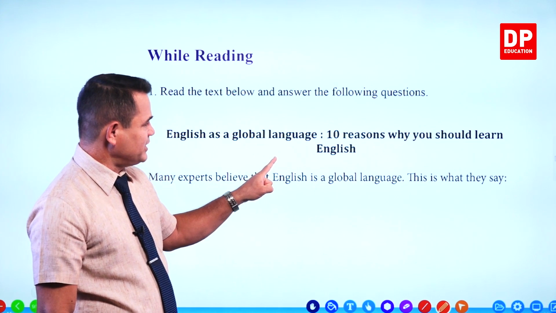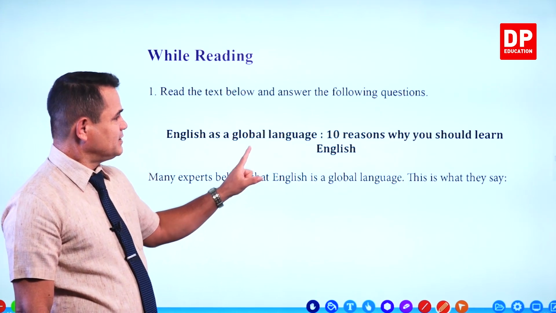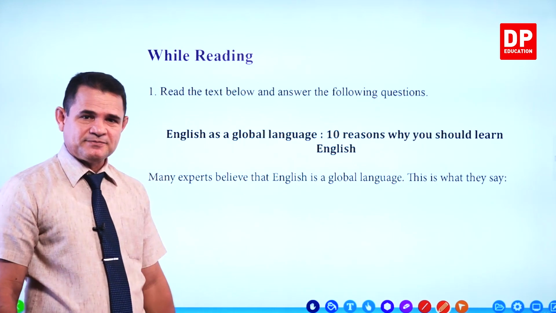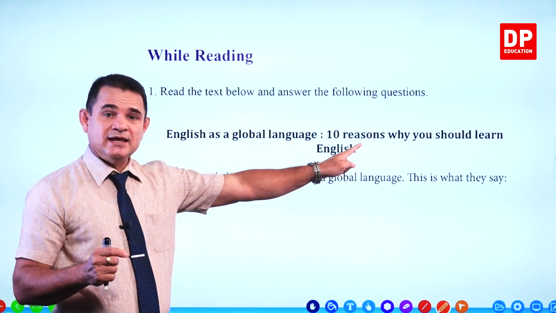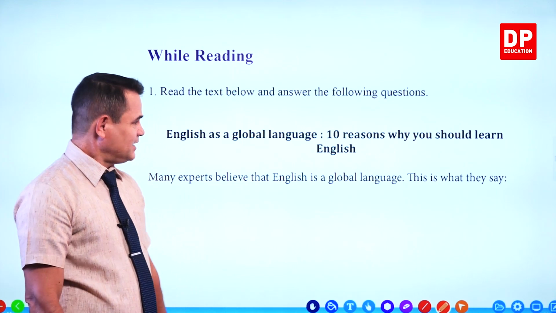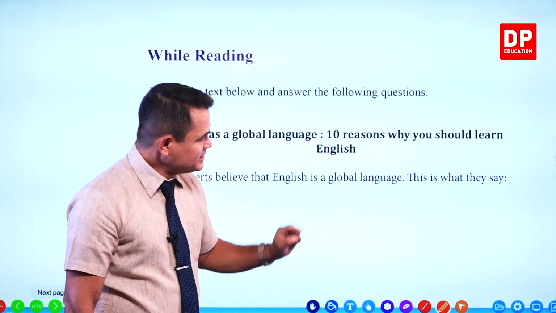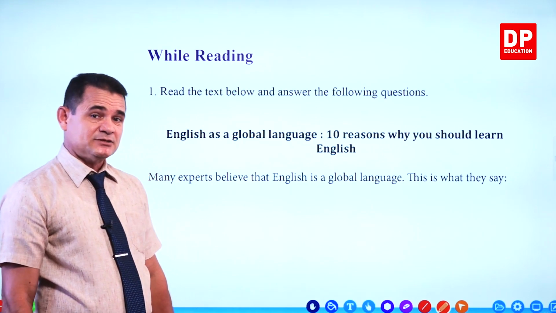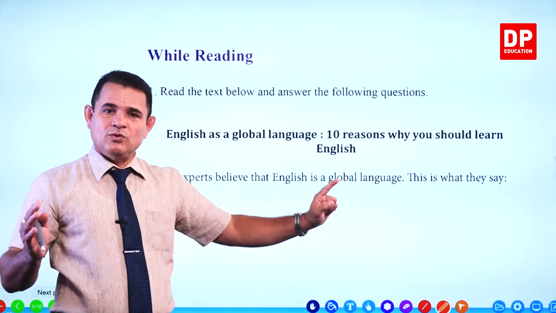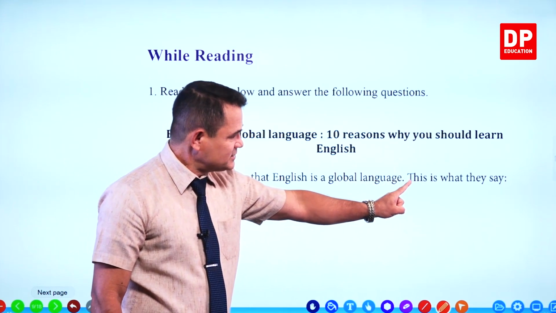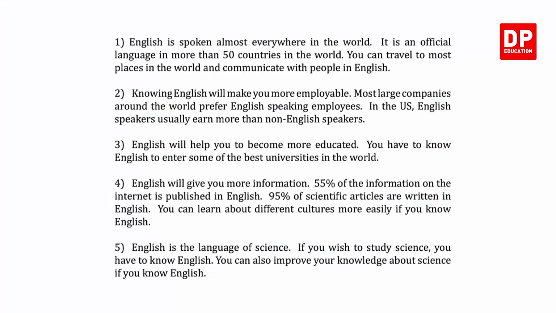English as a global language. I talked මම කලින් කිව්වා global language, ගෝලීය භාෂාවක් English. 10 reasons why you should learn English. ඉංග්‍රීසි භාෂාව ඉගෙන ගත යුත්තේ ඇයි? 10 reasons, හේතු 10ක් තියෙනවා ඔන්න පල්ලෙහායි. Let's see. Many experts believe that English is a global language. This is what they say. Many experts, ගොඩක් experts ලා believe, විශ්වාස කරනවා English is a global language, ඉංග්‍රීසි කියන්නේ ගෝලීය භාෂාවක් කියලා. ඒගොල්ලෝ කියන දේවල් ටිකක් ඔන්න තියෙන්නේ, අපි බලමු මොනවද ඒගොල්ලෝ කියන්නේ කියලා.